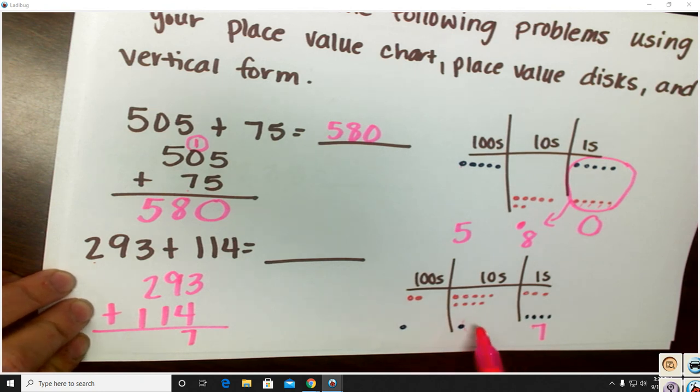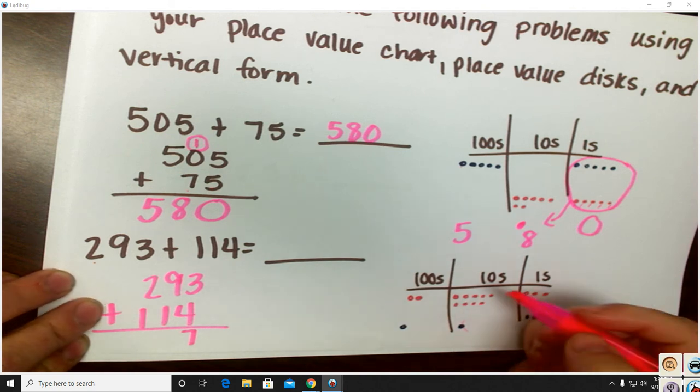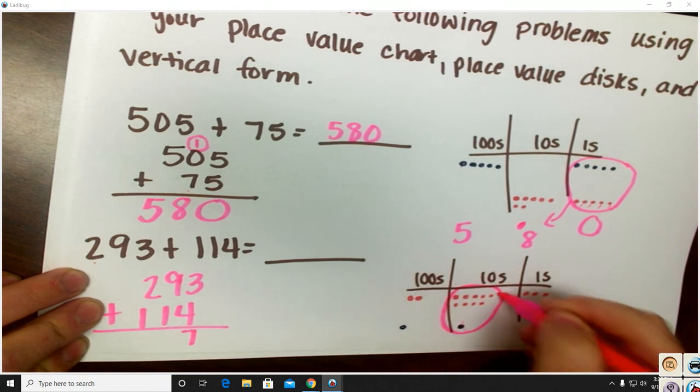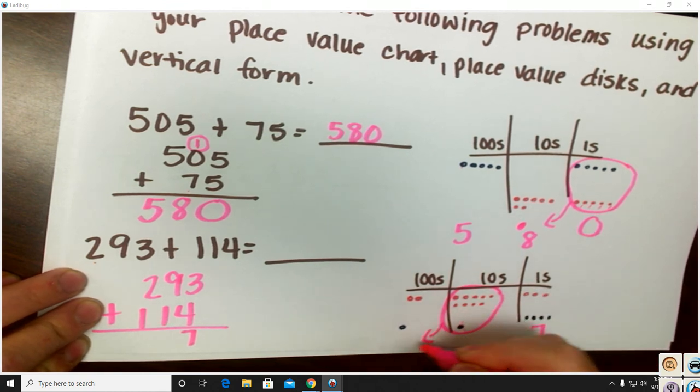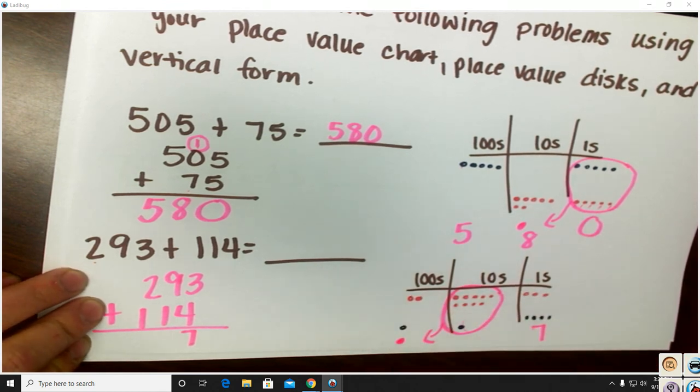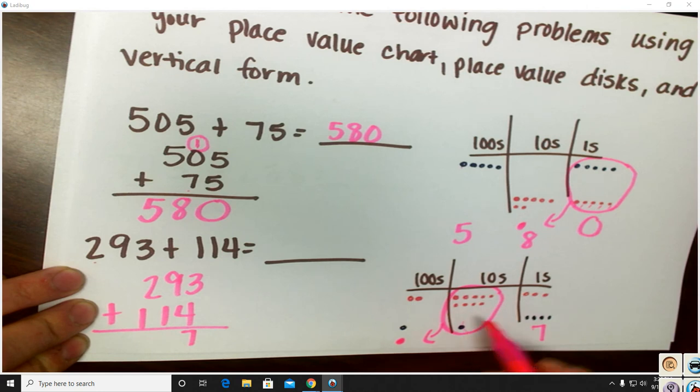Okay, so now I'm moving to my tens. 1, 2, 3, 4, 5, 6, 7, 8, 9, 10. I have 10 tens, so I'm just going to bundle them up and move them to the hundreds, because 10 tens means you have 100, so you can move them to the next place value. So now I'm left with 0 tens, but I added a dot to my hundreds.